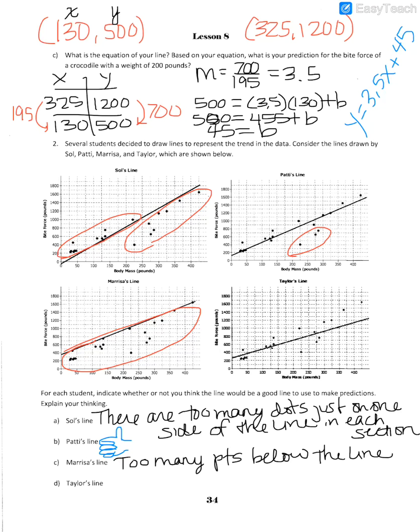Okay, and then let's look at Taylor's line. Taylor's line is last. Taylor's line, you know what? If it didn't have these 4 points, it would be a pretty good line. But I think those 4 points at the end kind of need this line to shift up a little bit. So I'm going to say for Taylor, pretty good, but maybe it needs to be tilted up a bit to make it fit the data at the end.